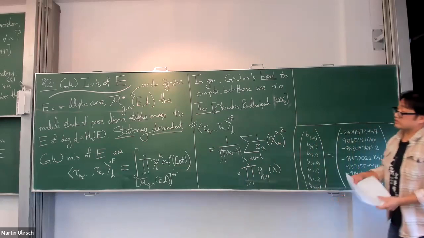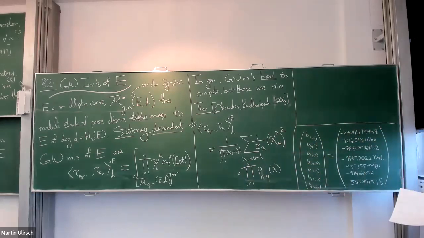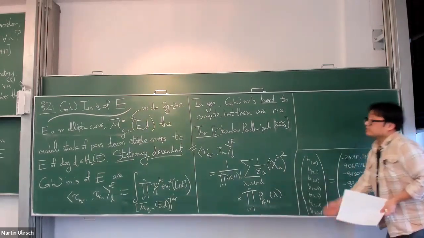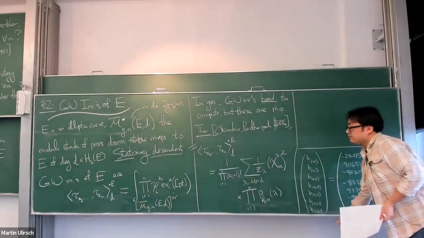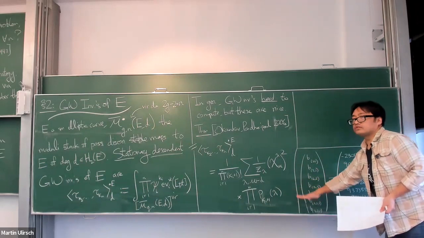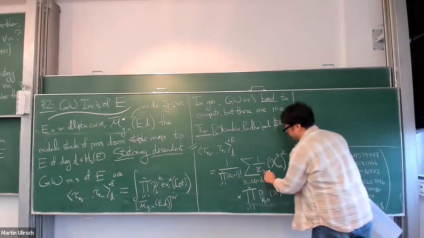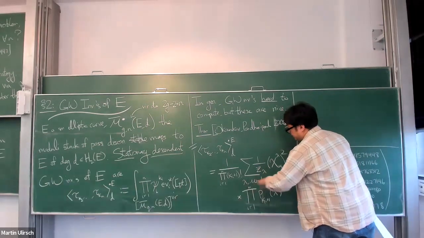Okay, so we have this closed form, succinct expression for these invariants, but now I have to tell you what everything means on this board. First of all, what is this number depending on the partition lambda?